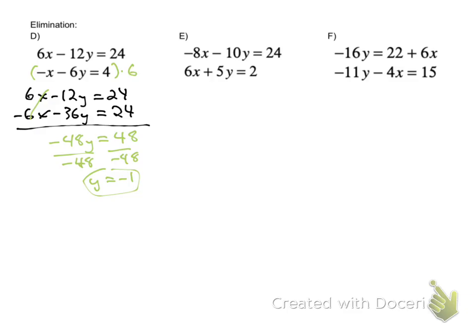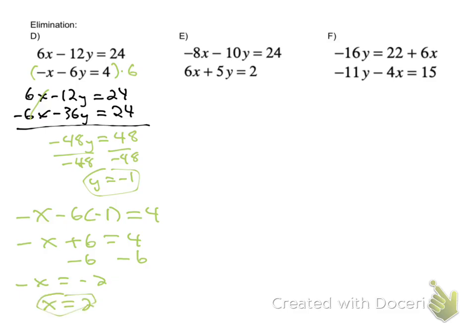So then I'm going to plug that into the second equation. So I'll have -x minus 6 times -1 equals 4. -x plus 6 equals 4. Subtract 6. -x equals -2. So x equals 2 there. So that answer is 2, -1.